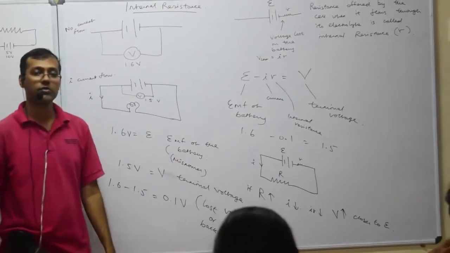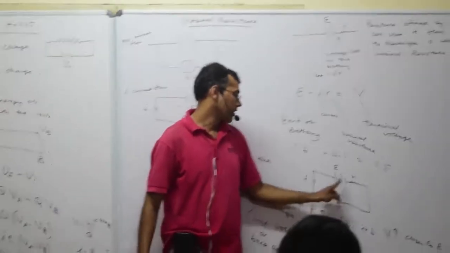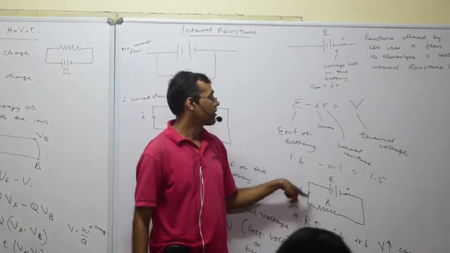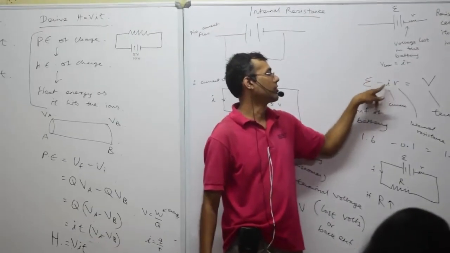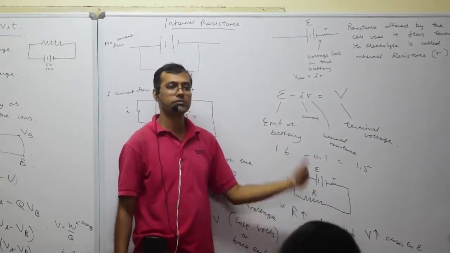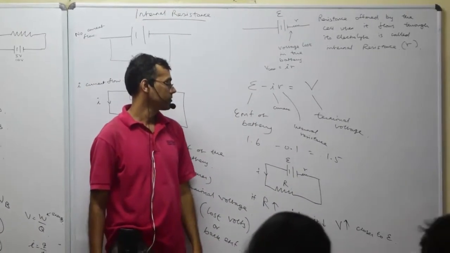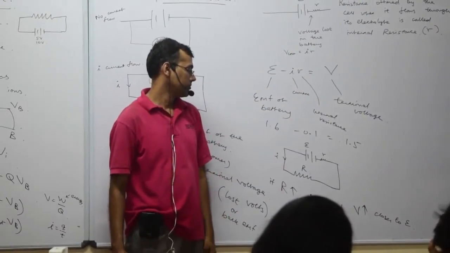See if you are following this. So as R increases, I decreases. As I decreases, this term decreases. So this value is decreasing means this value will be increasing. Right? Following? So of course the opposite is also true.